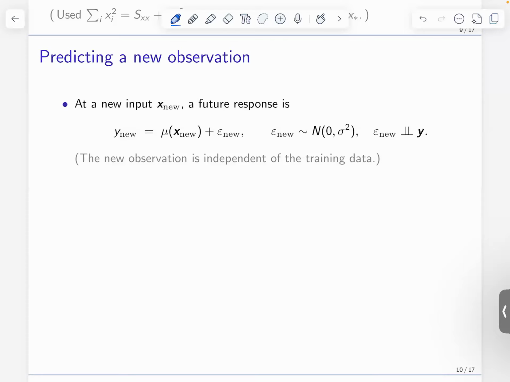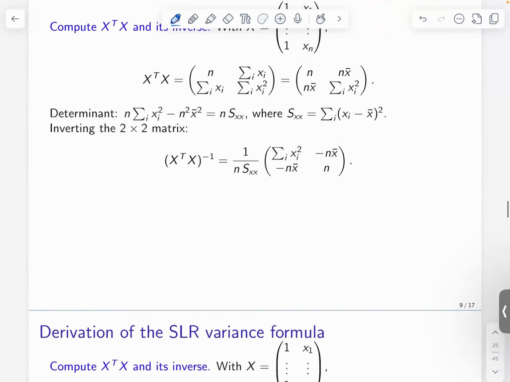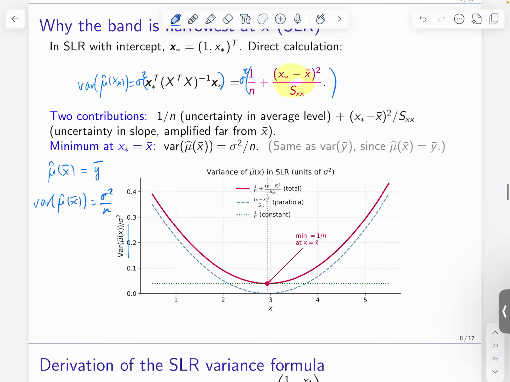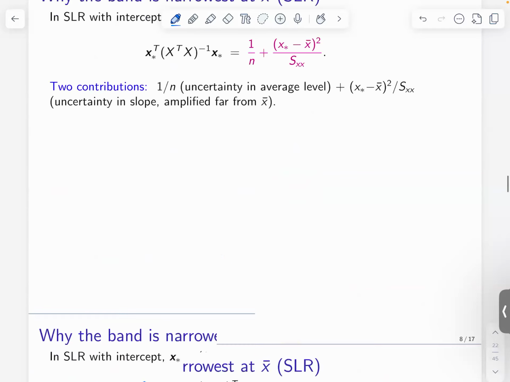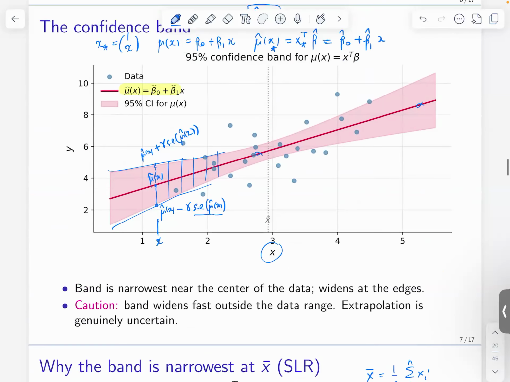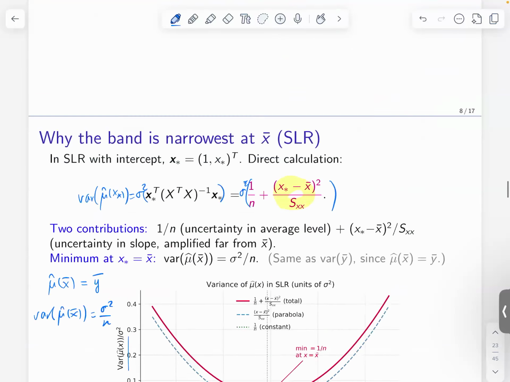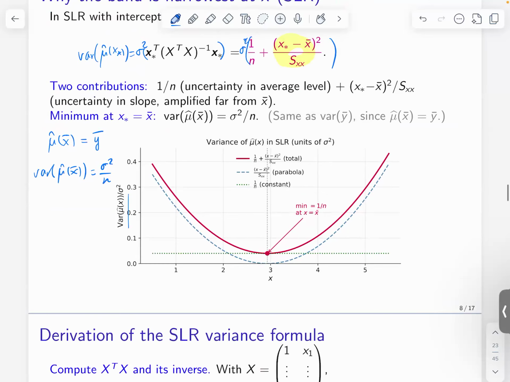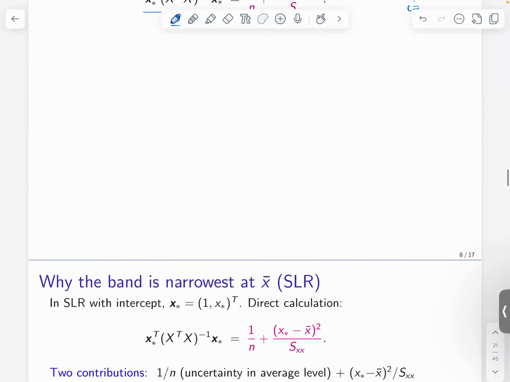No questions about this picture or this picture? You can pause a little bit. Yes, just a quick question. That doesn't hold in general for linear regression, right? Only simple linear? No, it holds in general, but it's harder to visualize.